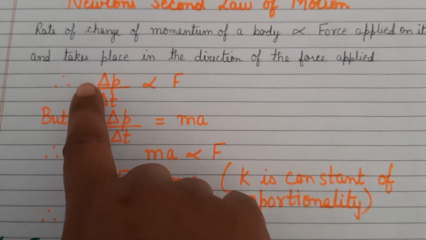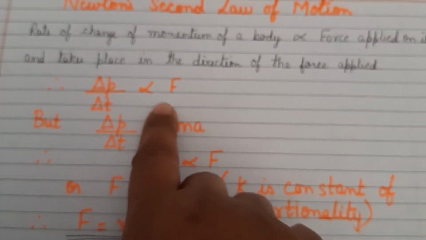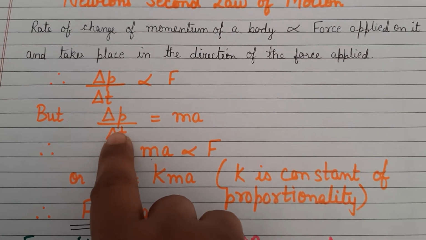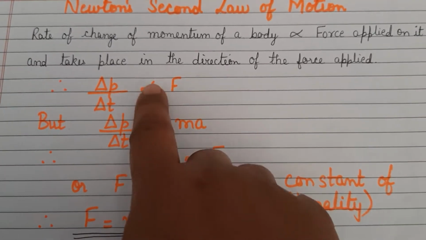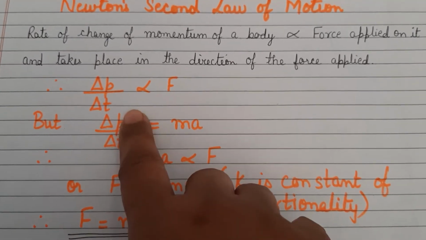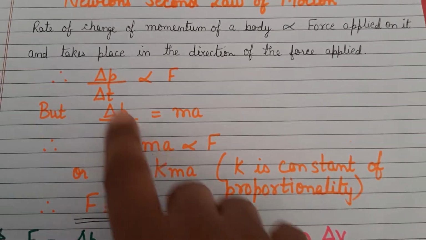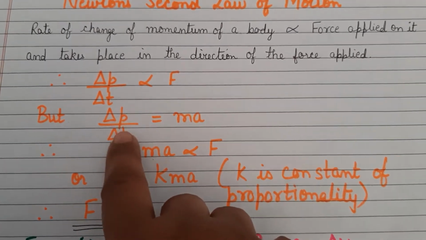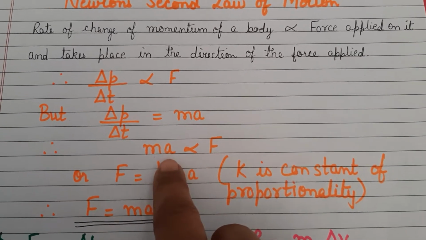So what is rate of change of momentum according to Newton's second law? It is directly proportional to force applied. And according to the previous thing which I taught, rate of change of momentum is equal to ma. Now, when I combine these two, what do I get? I get F is proportional to ma.